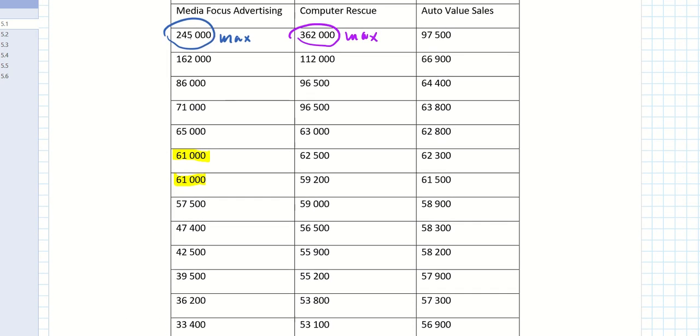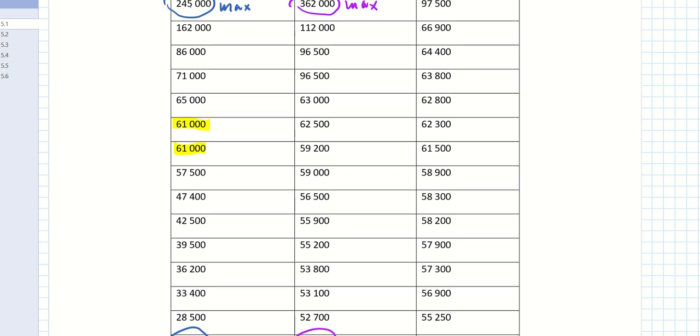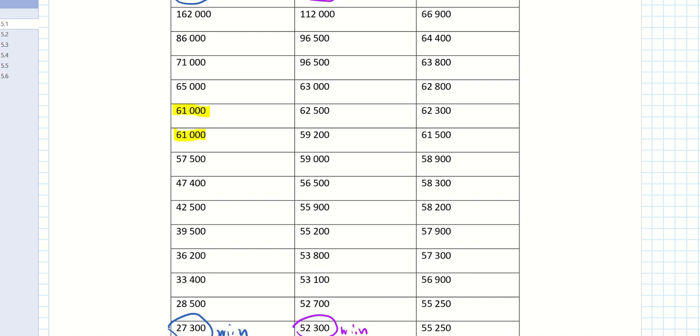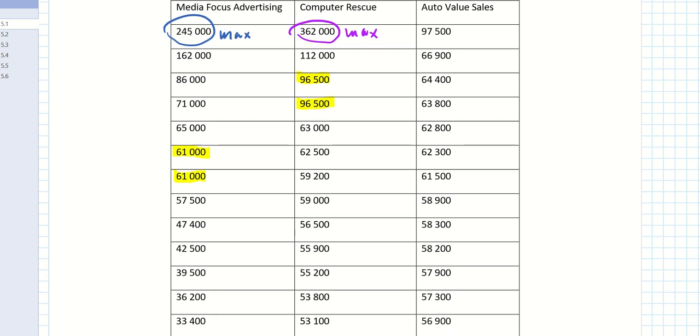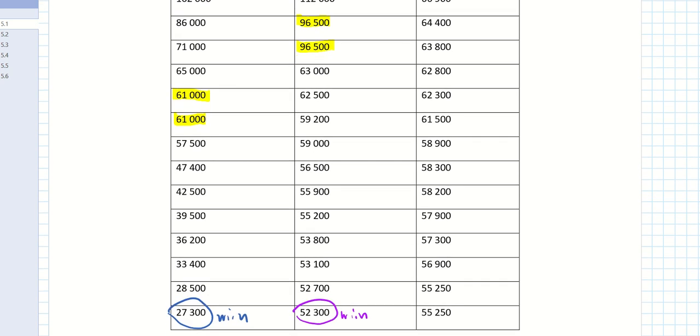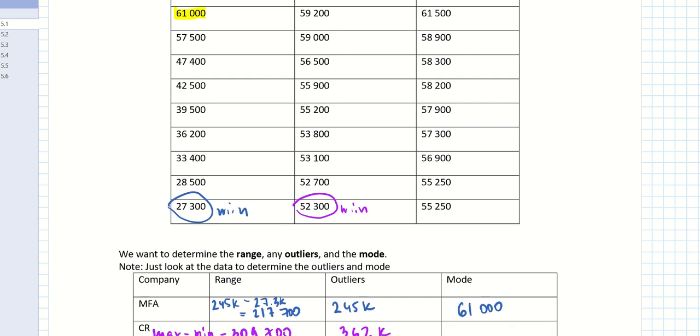All right, so we know the outliers and we know the range of the values. So let's find the mode. Again, the mode is the numbers that repeat. Let's see what numbers repeat here. Let's start at the bottom, 52. These are pretty close, but they're different. Again, these are pretty close, but different. And we see that 96,500 repeats twice. I don't see any other numbers that repeat. So that's going to be our mode, the repeating number, which occurs twice, so 96,500.